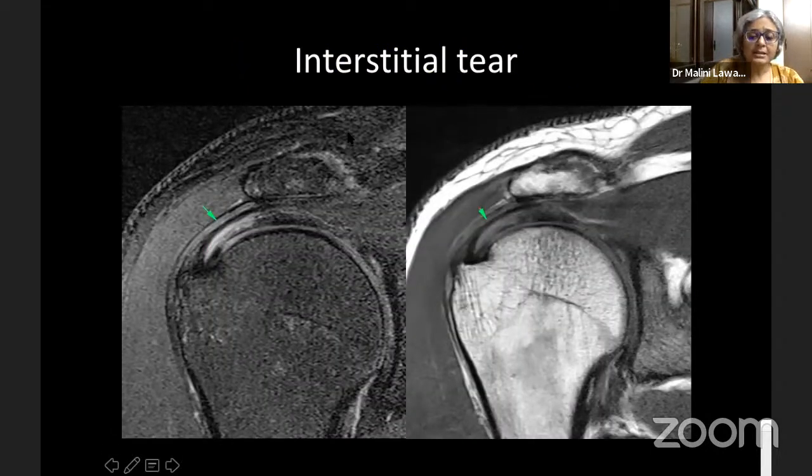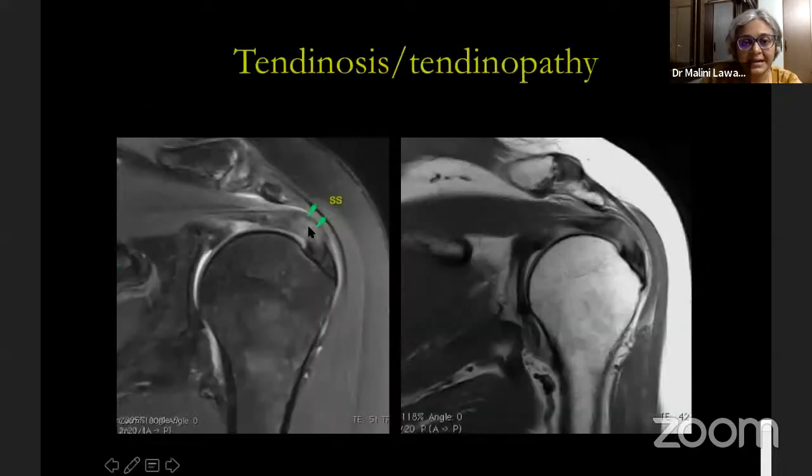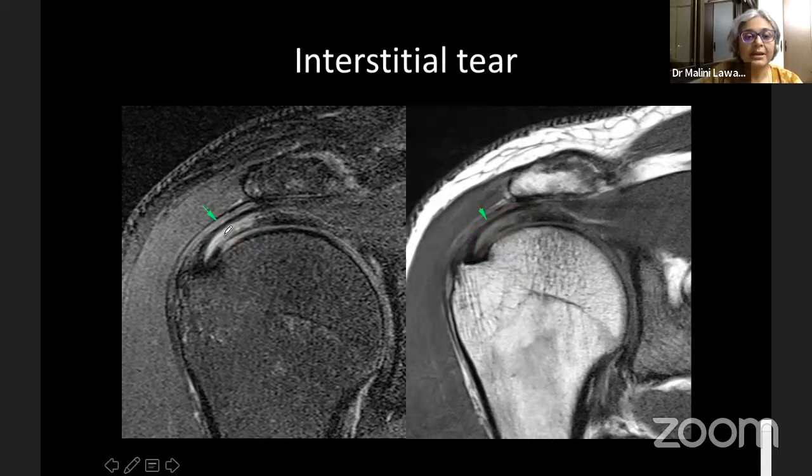Now, in this patient, what do we see? On this proton density image, if I look at the tendon, this is the outline of the tendon. And within it, you have bright signal. On T2 weighted image, this bright signal is almost like that of fluid. Okay? It's as bright as fluid. So compare that with this tendinosis where it's not as bright as fluid. Here it is as bright as fluid.